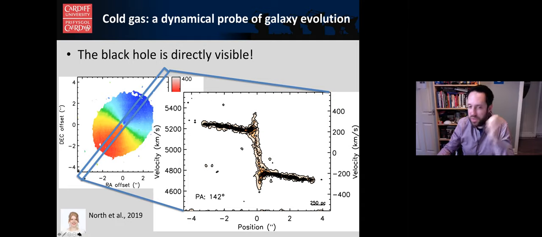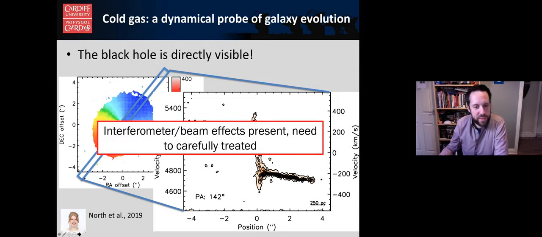Now, you could, by eye, just look at this and probably more or less read off the black hole mass because there's beautiful Keplerian there. But we should be a little bit careful with doing that sort of thing because we're using an interferometer. It's not a perfect instrument. You're missing zero spacings, for instance. You're missing emission on various scales. And you've got observation effects. You've got a beam, you've got channelization. So you want to model all of those. So yeah, we need to treat that very carefully.